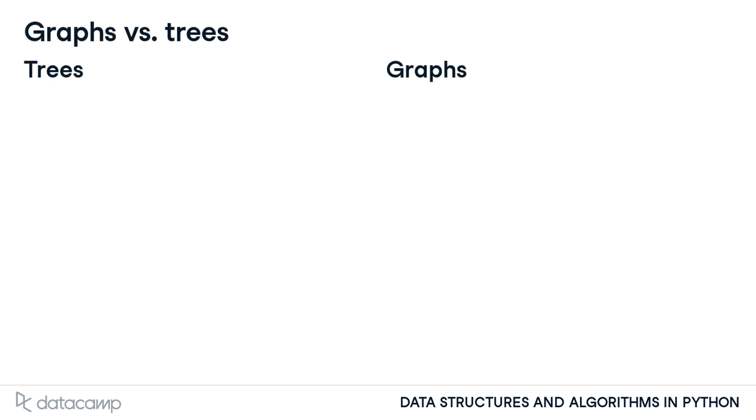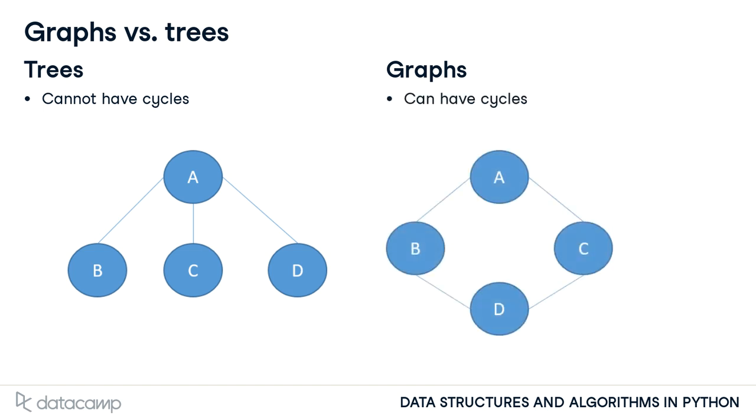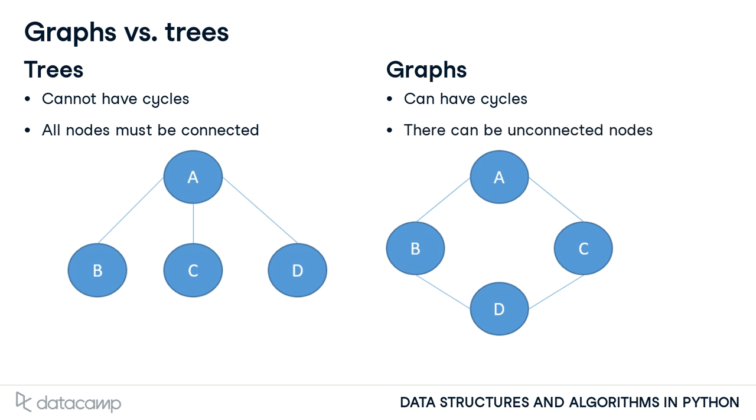Let's see the differences between trees and graphs. Trees cannot have cycles. It means that the nodes cannot reference each other circularly, while graphs can have cycles. In a tree, all the nodes must be connected, while in graphs, there can be unconnected nodes.